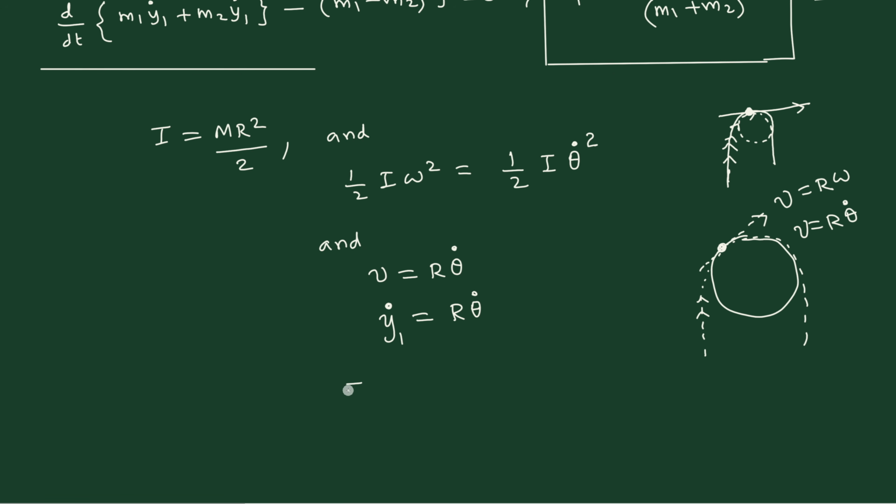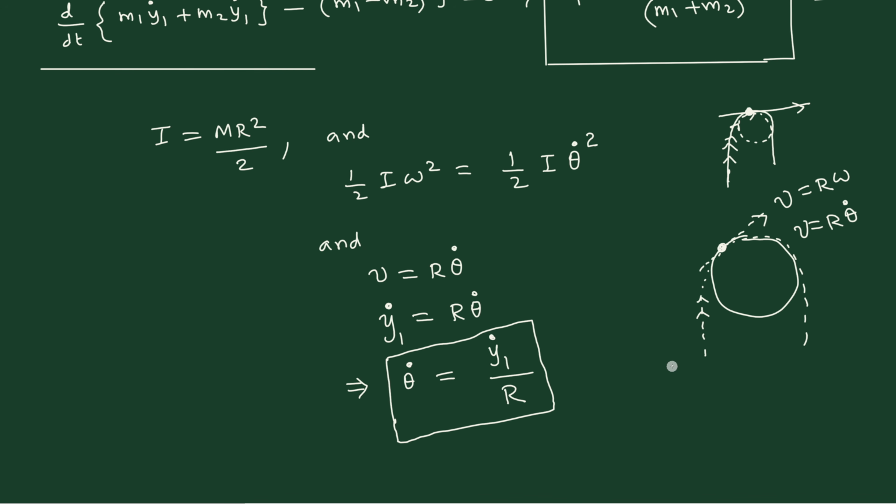So what happened is very important. Our conclusion is therefore theta dot can be rewritten as y1 dot divided by r. This equation tells very important information. The information that you are going to get is that the angular velocity of the pulley depends on the speed at which the masses are moving.